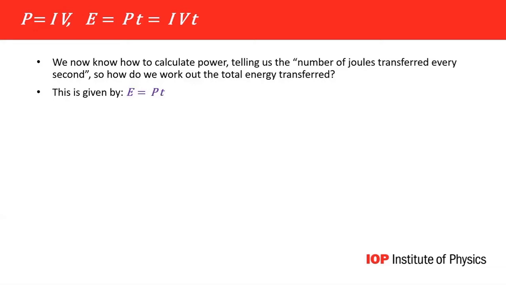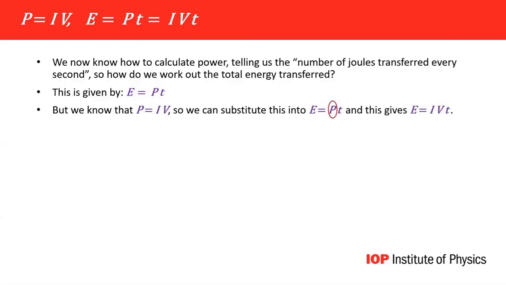Now notice, we've got a P term there, and we've already met the idea that P equals IV. So we're able to produce a final equation by substituting IV for P, which is circled in that equation. And we're able to come up with an equation for the energy transferred due to the electrical work done, which is E equals IVT, the current times the potential difference times the time taken.